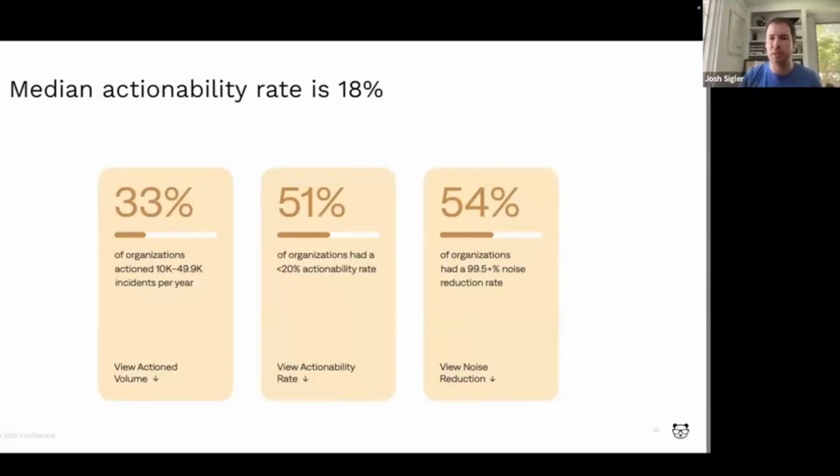You can see some of the other stats there that really support that. If you look at the middle, it's not the case that just one or two customers had this number. 51% of our BigPanda customers were under 20%. So this is a widespread problem when you look at actionability, and we think it's the key towards seeing better outcomes. It's key towards reducing your costs, and it's a key input that goes into that observability framework.